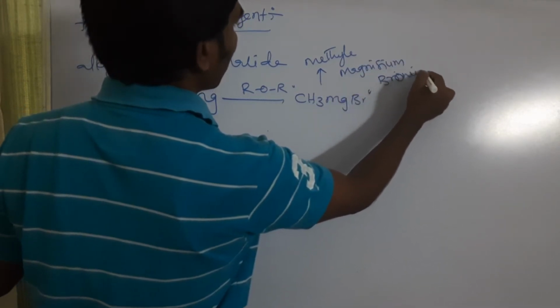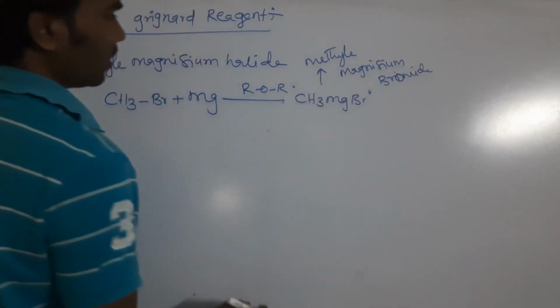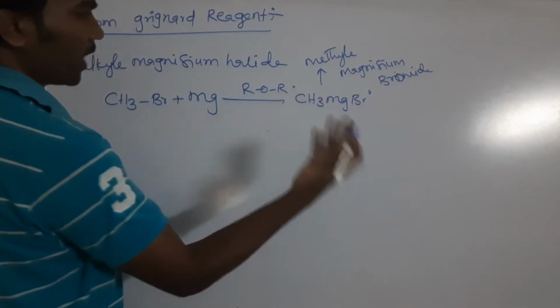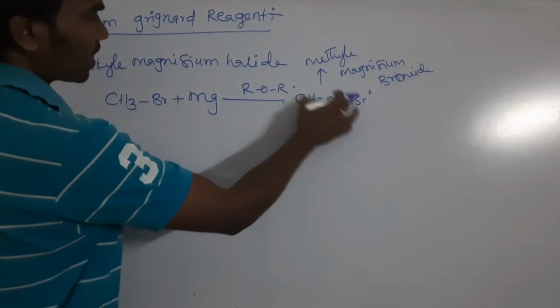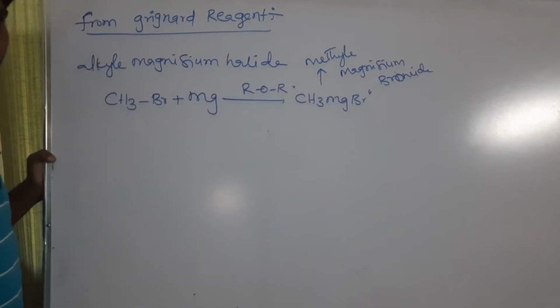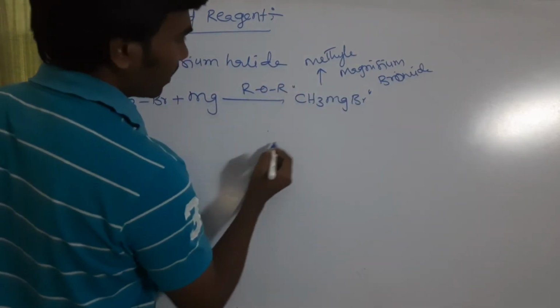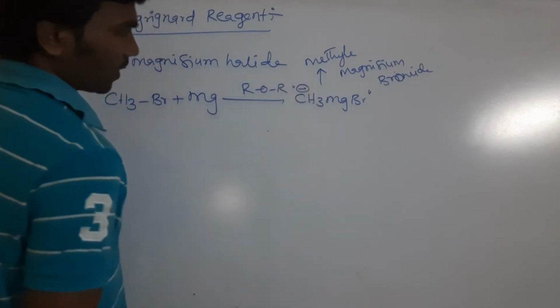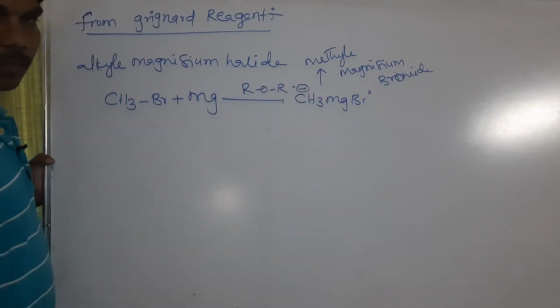This methyl magnesium bromide, where instead of methyl you can take any alkyl group, is one example of a Grignard reagent. In this Grignard reagent, the alkyl group will get a negative charge. It will act as a nucleophile, or it will also act as a base.